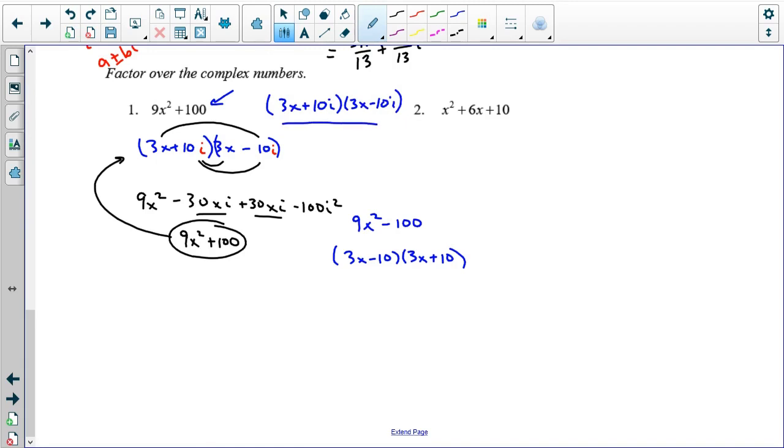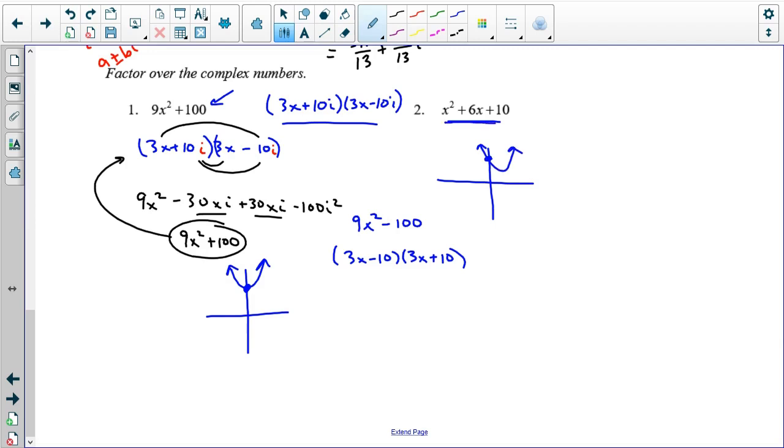Number 2, factoring something like this into the complex numbers. Now, if I graphed this, and if I graph number 1, that would be a parabola that has a y-intercept that is also the vertex at 100. So clearly that doesn't have any real roots, and so that's why we have to factor it into the complex numbers. Number 2 is very similar. It doesn't have its vertex on the y-axis, but it has a y-intercept of 10, and it's a graph that looks something like this.